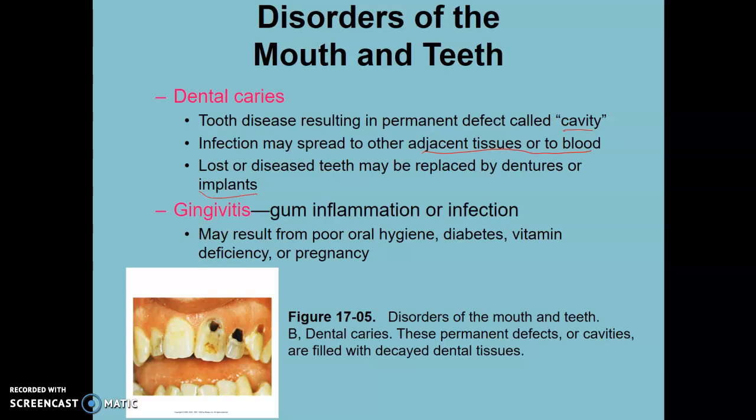Now, gingivitis is a gum inflammation, so dental caries is the teeth. Gingivitis is an infection of the gingiva or the gums of the mouth. And this can come from not taking very good care of the teeth, not having very good dental hygiene or oral hygiene. Gingivitis can also be the result of diabetes or a vitamin deficiency. Gingivitis can also occur during pregnancy due to changes in blood pressure. Crazy, right?